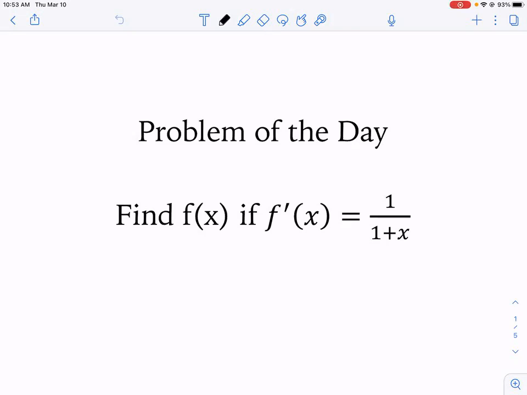While we're getting organized, I want you to come up with f of x if f prime of x is 1 over 1 plus x.